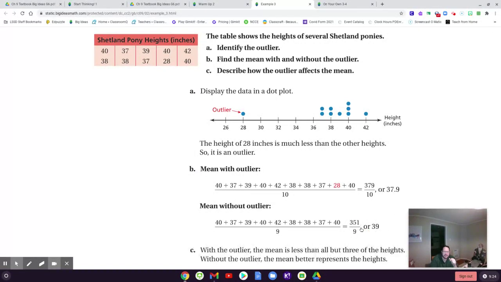Okay, so 39 is a better representation of the height of these ponies. So usually you want to leave the outliers out when you have them because then it throws off your average. Okay. Sometimes outliers can be really small, sometimes they can be really big, and sometimes you won't have any outliers. Sometimes all the data will just kind of fit.